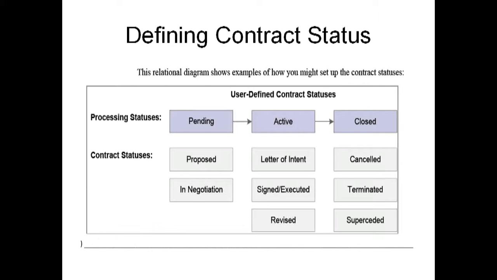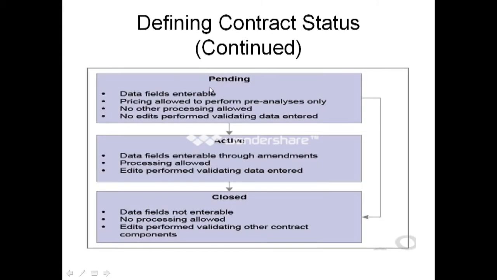Alright, so next, there are a few statuses like letter of intent, signed or executed. If you set these, it will actually point to active, and any of these, it means it's closed. So depending on the contract status, this is what you can do. If the status is pending, you can edit the fields on a contract, and you can price it, you can change it, and perform the pre-analysis only. So you basically can change the price. No other processing is allowed because you have not set that contract active, and no edits are performed because you haven't completed entering the data yet.